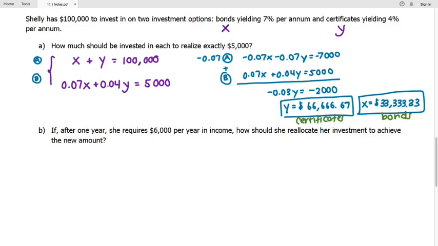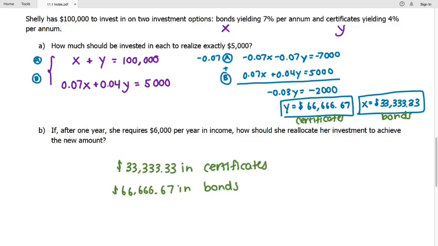Okay. The second example, I'm going to have you guys, again, pause the video. I want you to do the whole thing. So you're going to set up the equation and then solve for x and y. I will give you guys just the final answer, and then I expect to see your work when you turn the homework in. So same thing, but instead of that $5,000, we're looking for $6,000 per year.